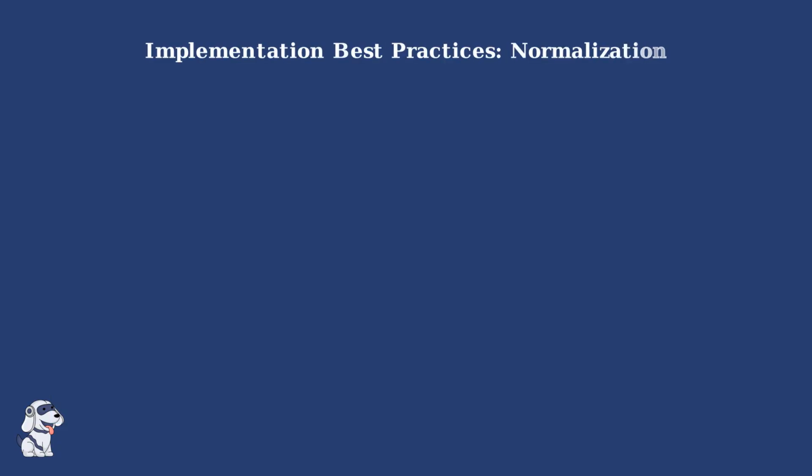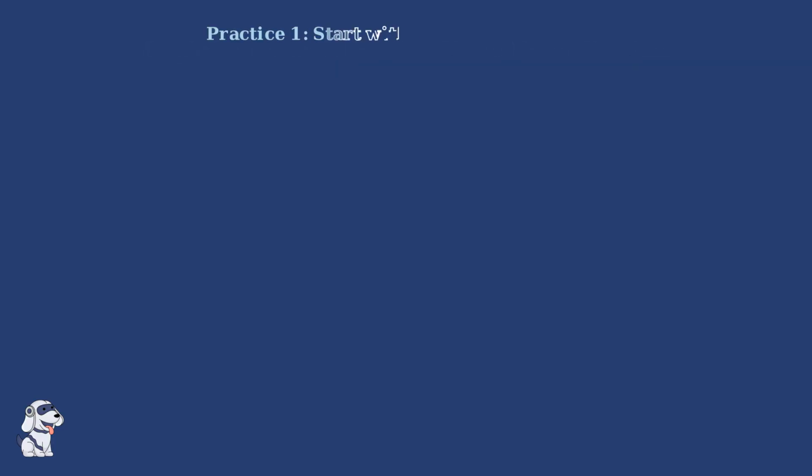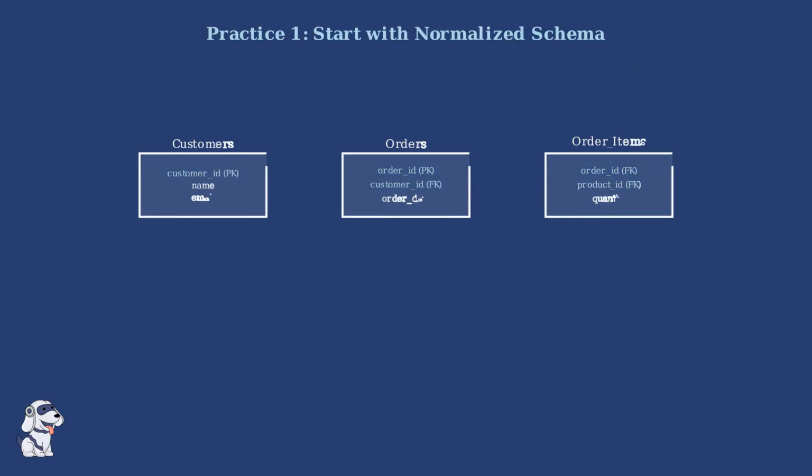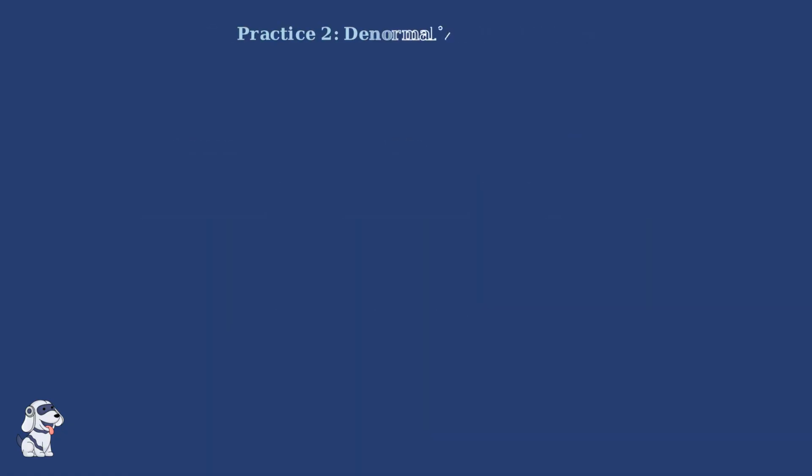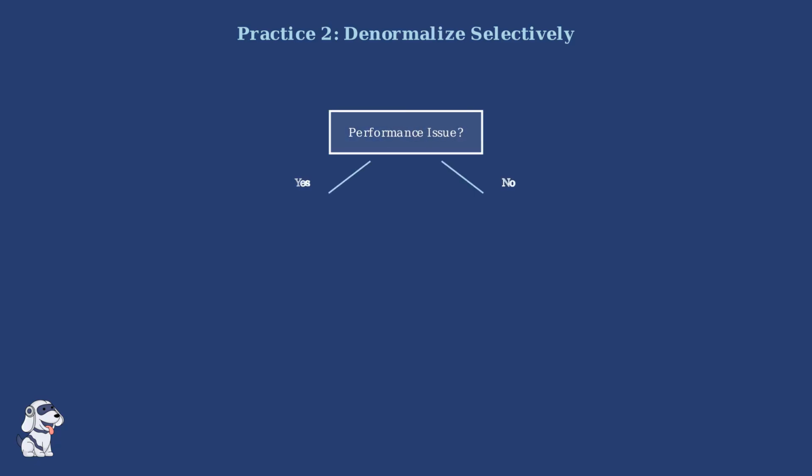Implementing normalization effectively requires following proven best practices that balance data integrity with performance. These 6 key practices will guide you through successful normalization implementation. The first and most fundamental practice is to always start with a fully normalized schema. This means designing your database structure to at least third normal form from the beginning, ensuring data integrity is built into the foundation. The second practice is to denormalize selectively and strategically.